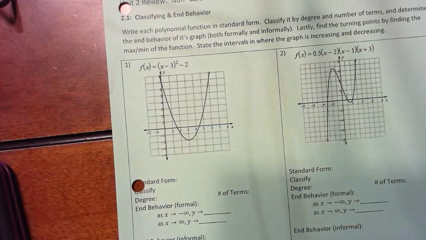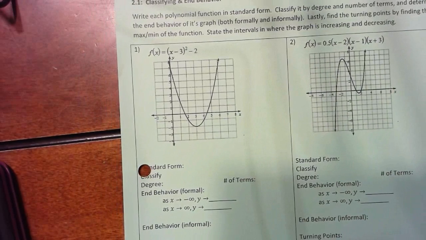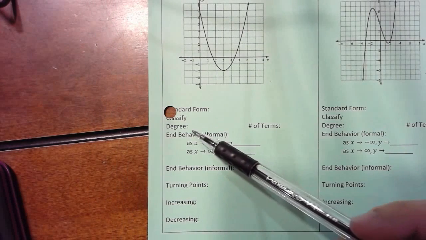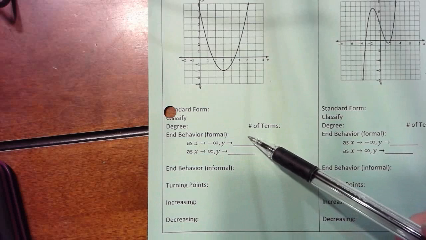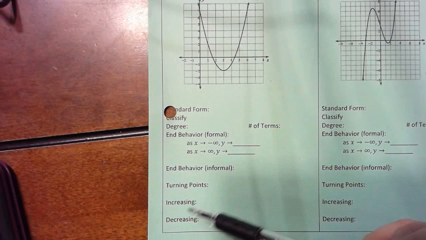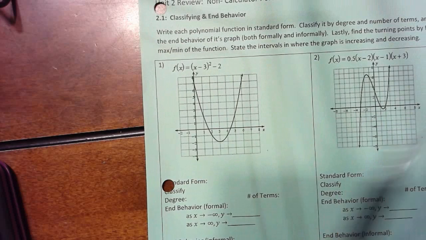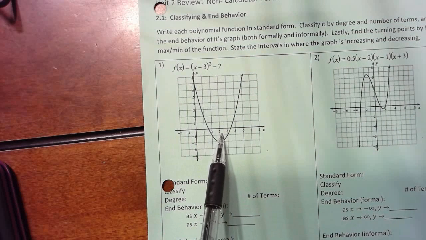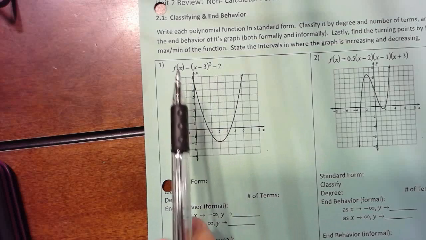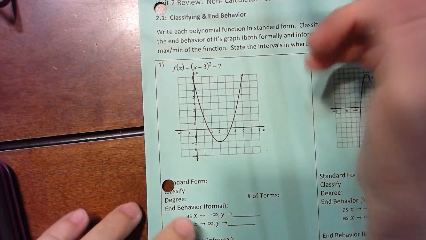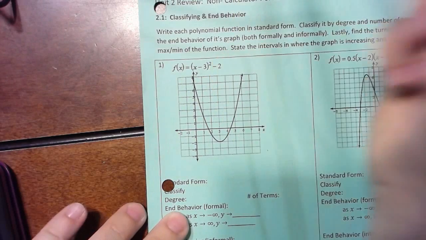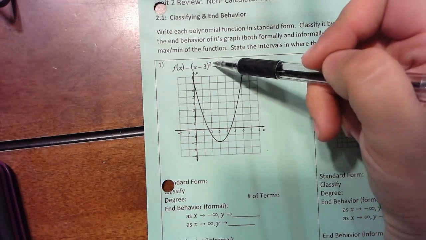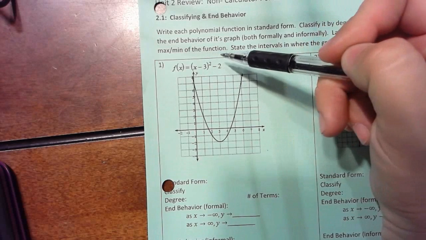Okay, the first section talking about just this function. We need to be able to write a function in standard form. We need to be able to classify it, talk about its end behavior, turning points, increasing, decreasing. So before we can do that, we're given this vertex form of the polynomial. If I want to write this in standard form, I need to write it in the format ax squared plus bx plus c. To do that, I have to get rid of this.